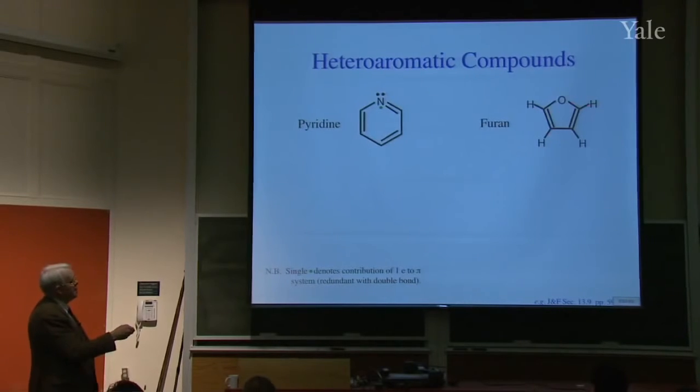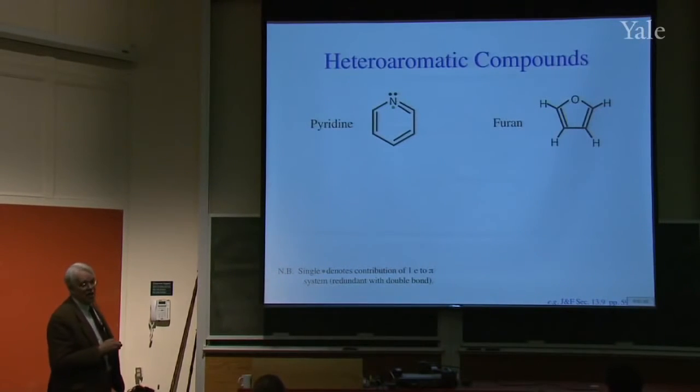Now, furan, a 5-membered ring with oxygen. Oxygen has 2 unshared pairs, so it has 2 that are in the sigma system that aren't relevant for our purposes, but it also has 2 in the pi system.